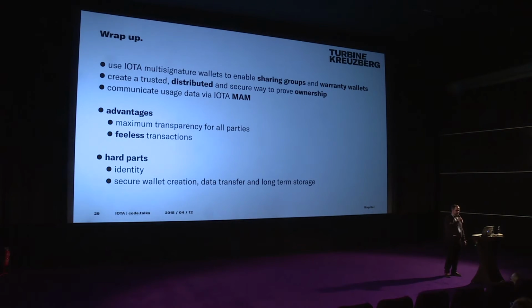So, to wrap up, what did we do here? We used IOTA multi-signature wallets to enable sharing groups and warranty wallets. You remember the little piggy banks, which can ensure that you are the owner of a device and that someone else is currently renting it. We created a trusted, distributed, and secure way to prove ownership. And we are communicating usage data via IOTA MAM, the masked authenticated messaging. Just in case you are wondering, have these guys actually done that, or are they just talking about it? Yes, we have done that, but unfortunately we cannot show you a completely working application.